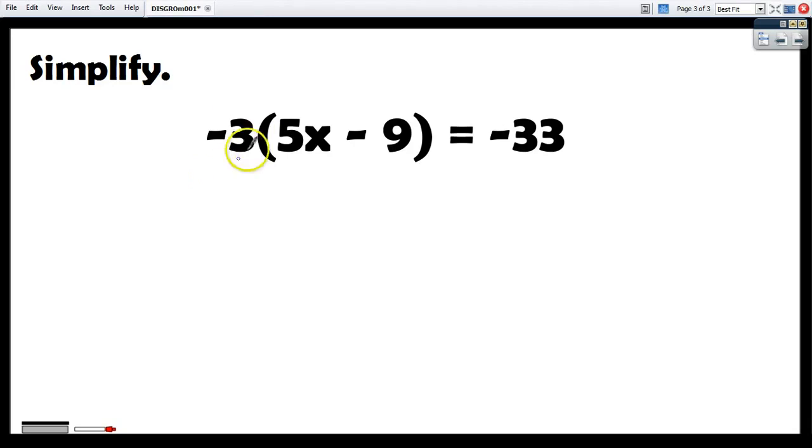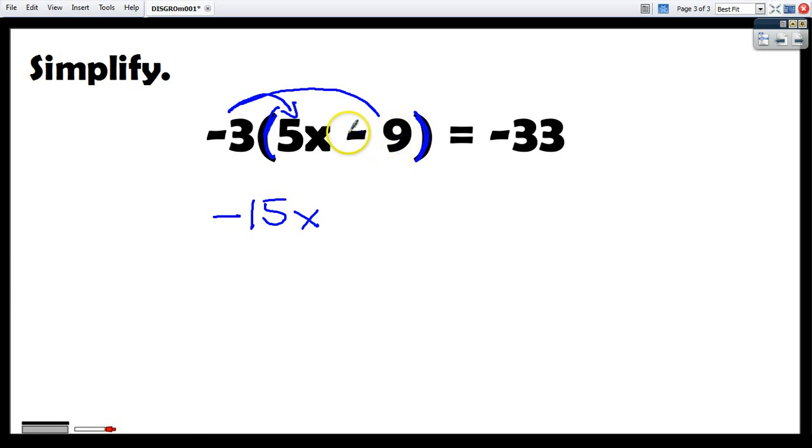And so what we have here is negative 3 times our container, our parentheses, and inside those parentheses is contained 5x minus 9. Again, the other side of the equal sign we're not concerned about. So what we're going to do here is we're going to distribute this multiplication. Negative 3 times the parentheses, which means if we do it piece by piece, it's negative 3 times 5x, which would be negative 15x, and negative 3 times our minus 9.